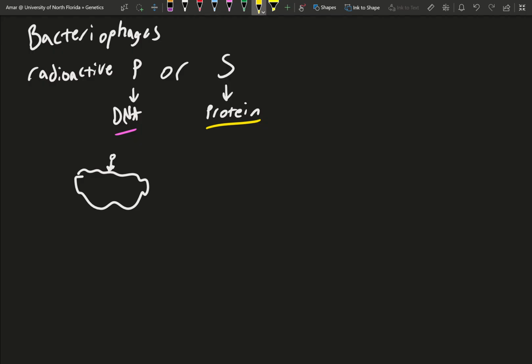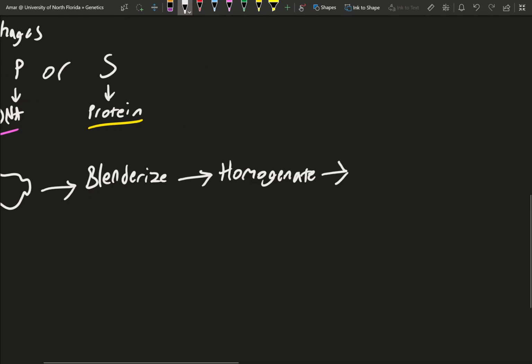So basically what will happen here is that, during this process when you're infecting the bacteria, you're going to chop up the bacteriophage into pieces using a blender. So you're going to blenderize your media. And basically that's going to chop up all the cells in that mixture, creating a homogenate. And then you would take that homogenate and centrifuge it.